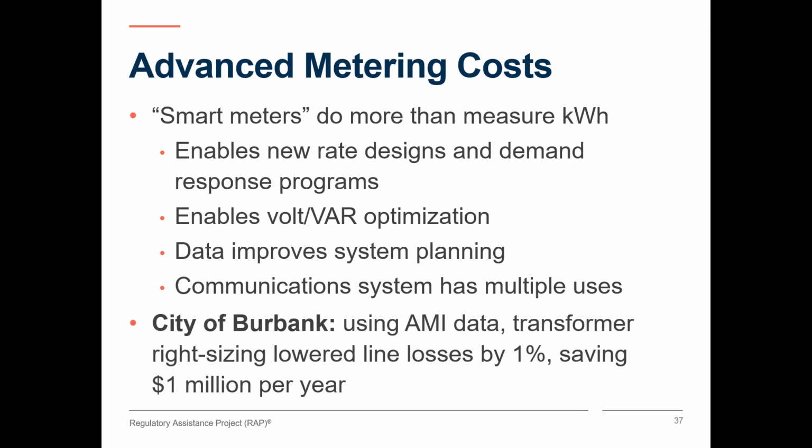A very concrete example here. The city of Burbank, California runs a municipal electric utility. They use the data from their AMI system to do a transformer right sizing program, switching around transformers, just moving them around on their system. Some were oversized, some were undersized. And they wound up reducing line losses by about 1%, saving about $1 million a year on power supply cost. That's a power supply benefit.